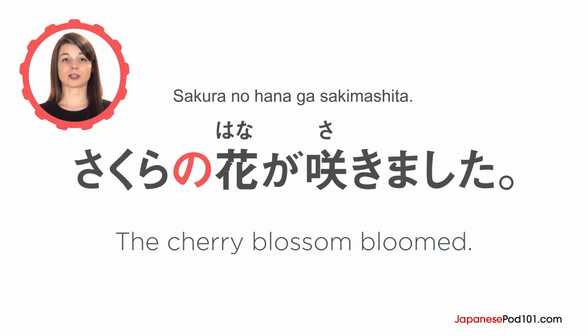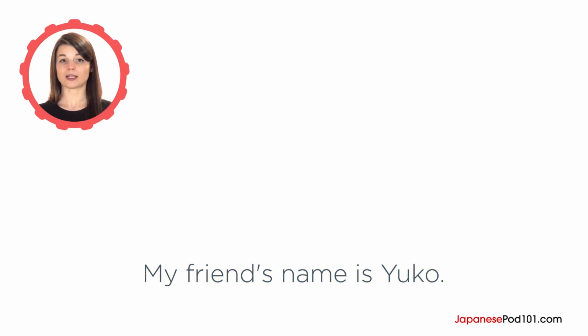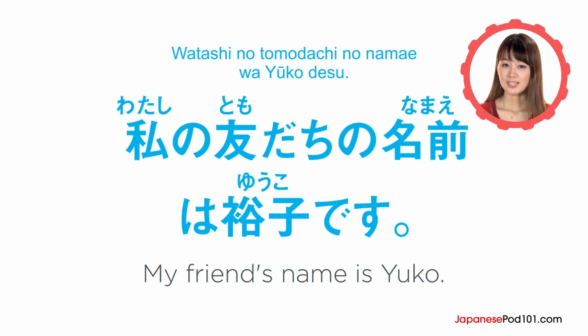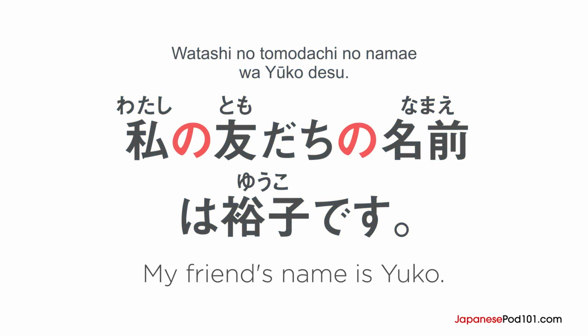Note that this particle can be used multiple times. For example, my friend's name is Yuko is 私の友達の名前はゆうこです。Let's take a look at a few more examples with the same particle used as a category marker.